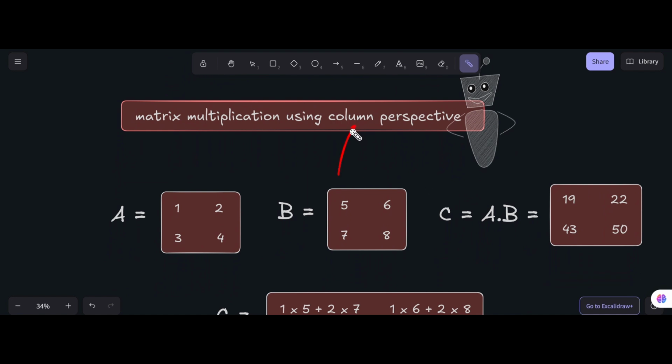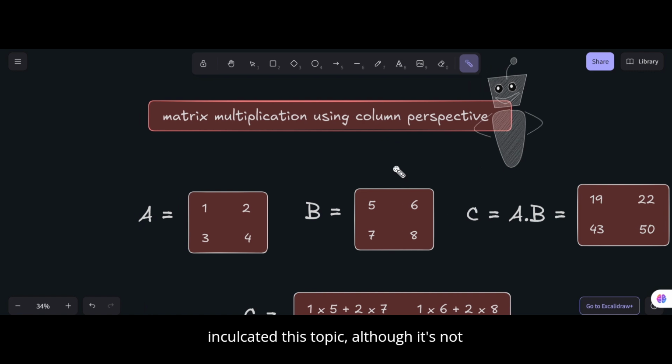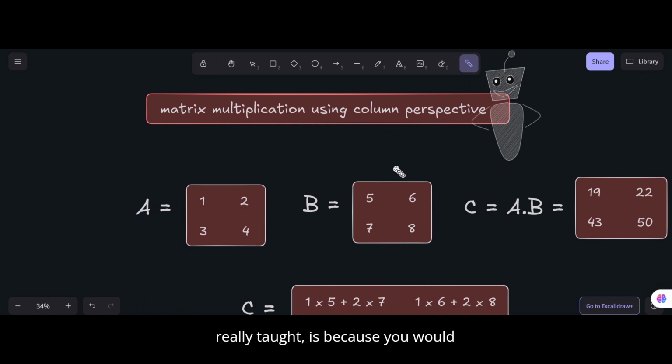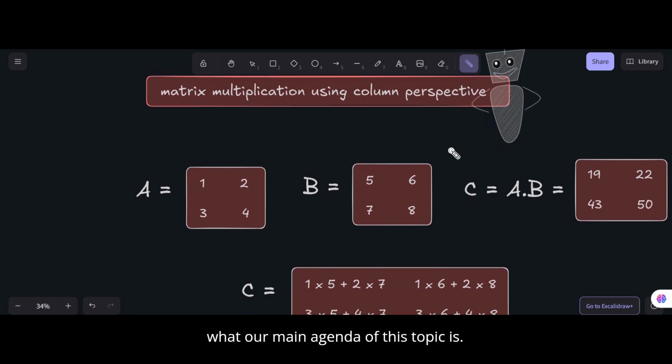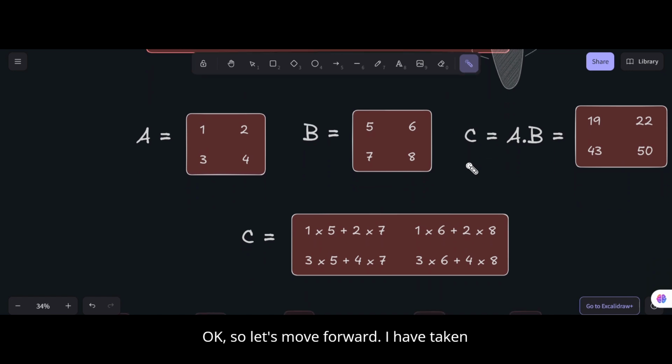Now, why I have included this topic, although it's not really taught, is because you would realize your visualization power would increase so much that you would see in how many ways you can actually interpret matrix multiplication. In this case, I'm going to discuss two examples of how you can visualize matrix multiplication as the combination of columns and as the combination of rows as well. So that's the main agenda of this topic. Okay, so let's move forward.